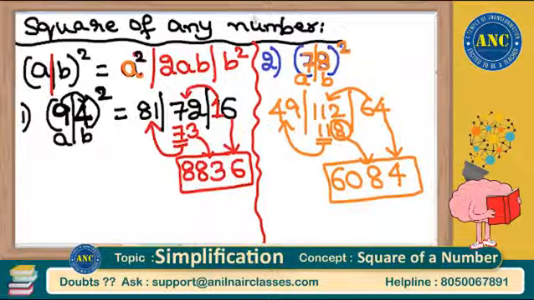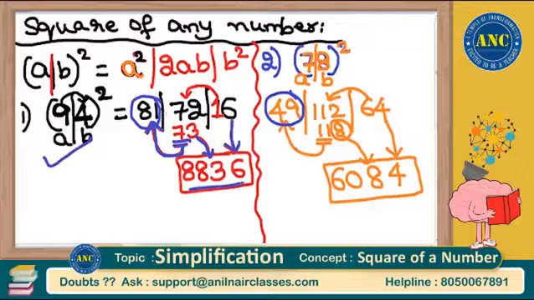That means other than the leftmost digit, in all the remaining places, take down the unit digit, and carry forward the remaining digit to the next bits. That is the logic. 94 square is 8836. 78 square is 6084.